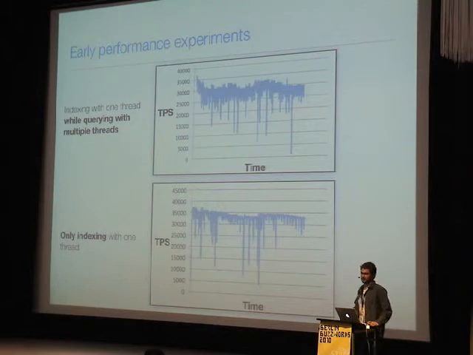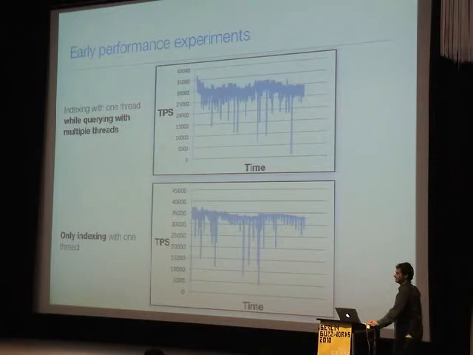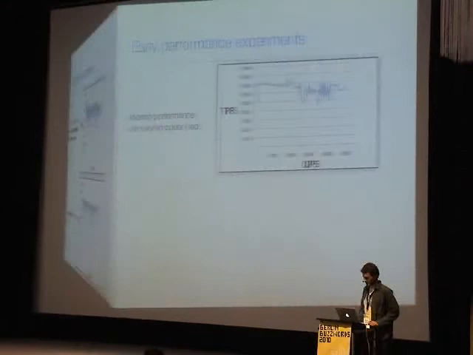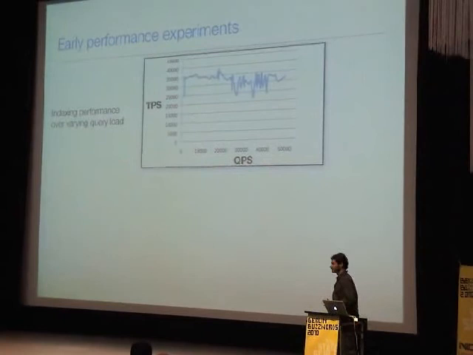But if we would use a near real-time search feature, it would be good if I had some diagrams about that. I didn't have time to run the tests, but indexing performance goes down significantly because of this problem that I described earlier. And here we have another graph that shows the tweets per second over queries per second.